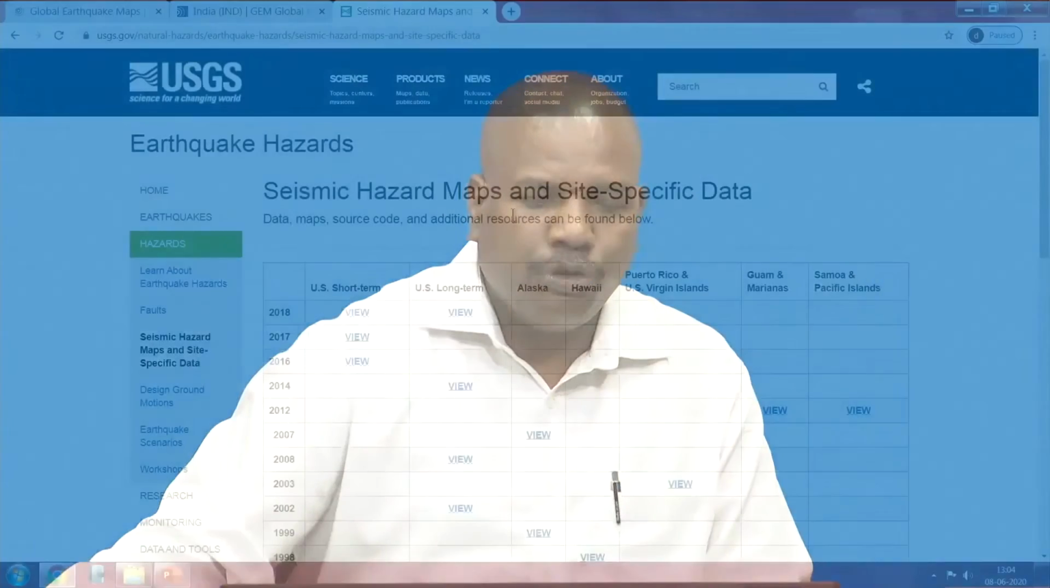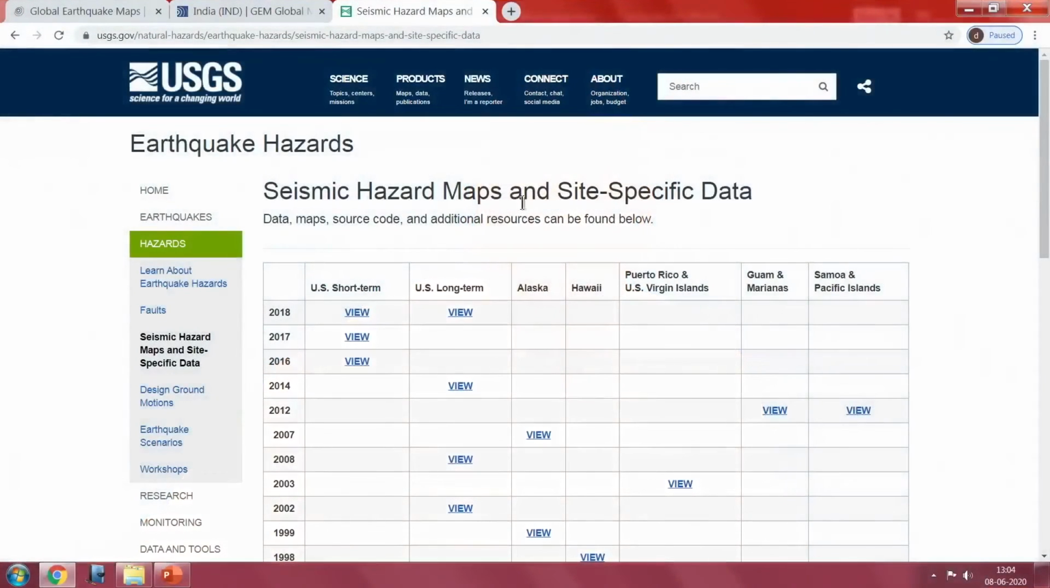But developing this data and models may not be sufficient; it has to be frequently updated. I will give you an example of how the US system develops models and maps in a similar way. This is the USGS website, with seismic hazard maps and site-specific data, which is published every year. You can see the short term model and long term model for the entire US. Let us see the short term model for 2018.